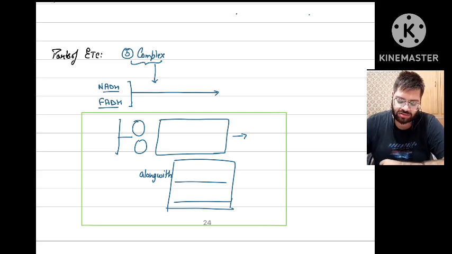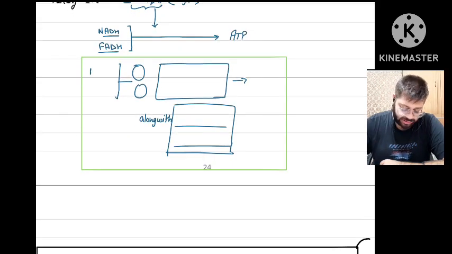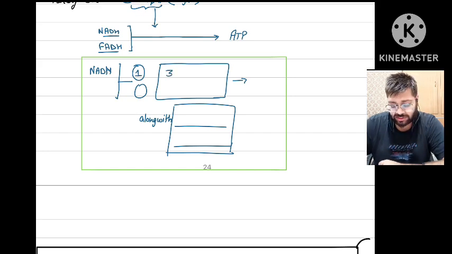5 complexes enzymes act on it to produce ATP. This is the basic principle. Now if the substrate is NADH, then the sequence will be like first complex will act, then third will act, then fourth will act, then fifth will act. 1 3 4 5. If FADH is the substrate, then the sequence would be 2, 3, 4, 5. 5 is common, and that will produce us ATP.